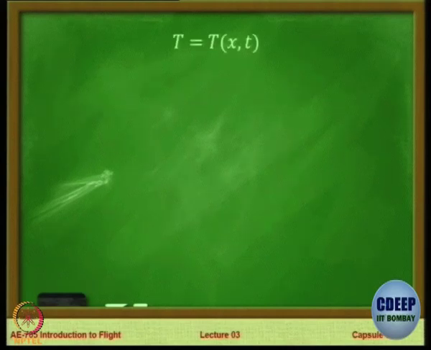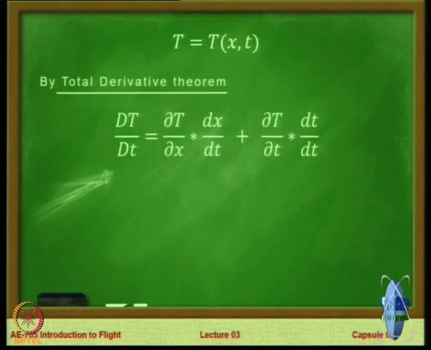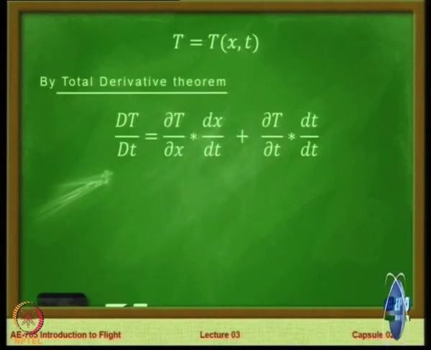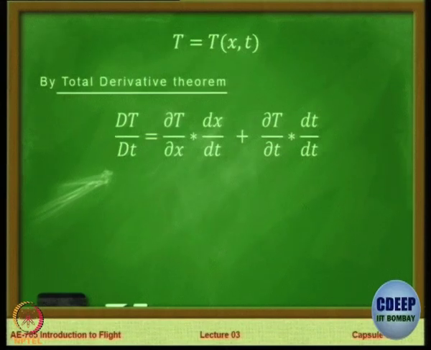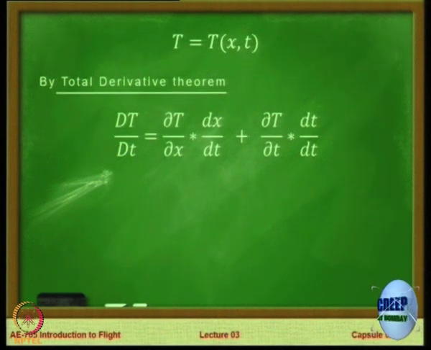Back to the green board. So temperature T is a function of location and time. So there is something called the total derivative theorem, which says that if a parameter such as T depends on two parameters, then if you want to find out the total derivative of that particular property, which is capital T, you can take it as the partial derivative of that with the first parameter, that is x, the distance, times dx by dt, and then you have to add the partial derivative of that property with time. So this is called the total derivative theorem. This is true for any property such as temperature, which depends on more than one parameter.